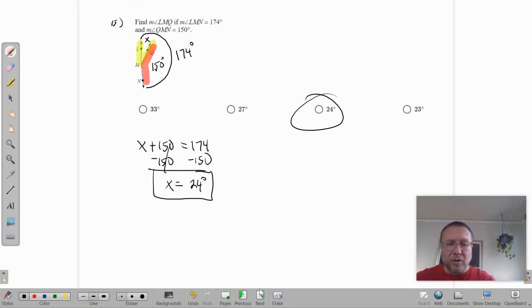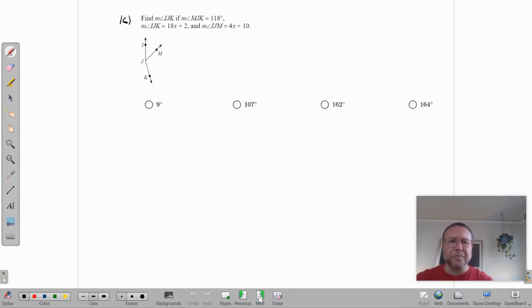All right, so pause here, or number 16. All right, so number 16, find the measure of IJK. Okay, so IJK, that's the whole thing. So it looks like we're going to be finding the measure of the whole thing. MJK is 118. So MJK, this one right here, is 118 degrees.